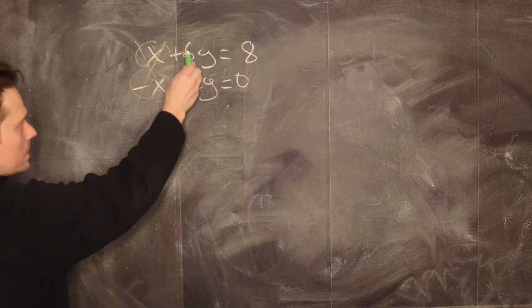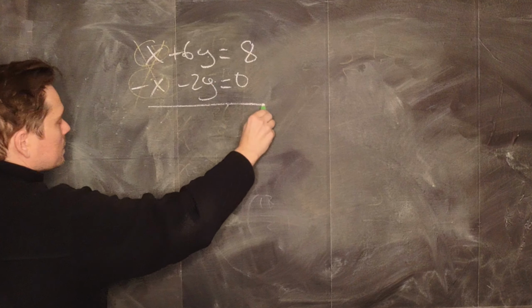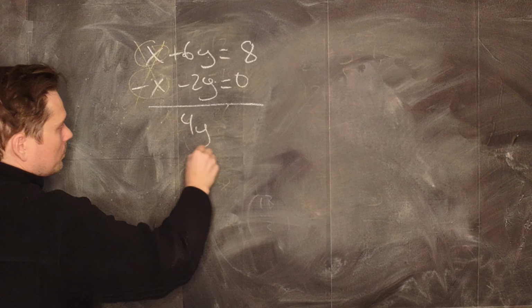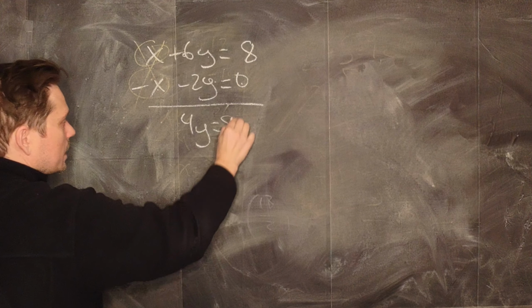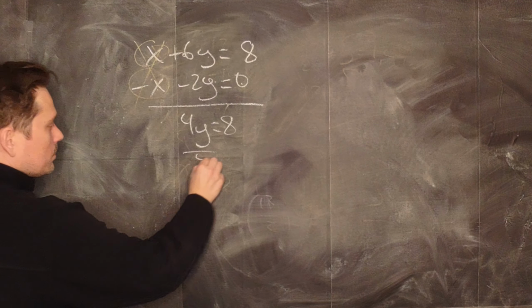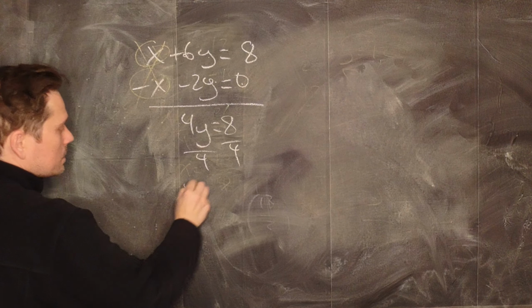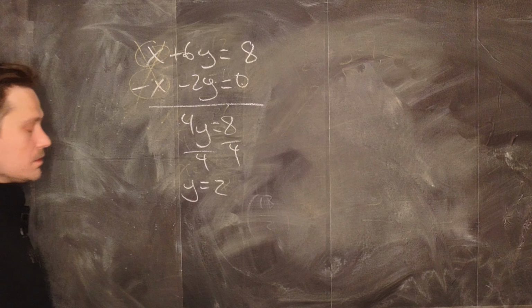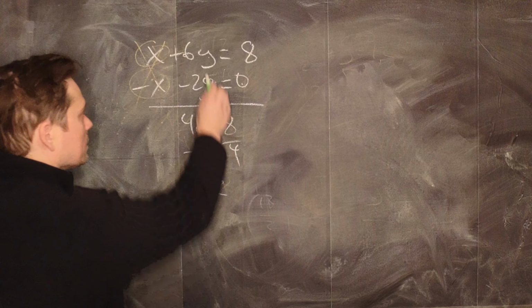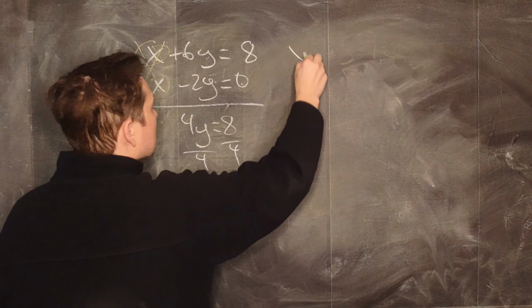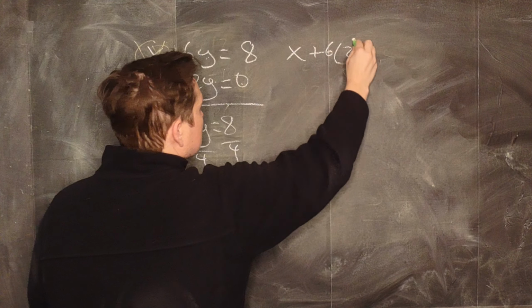And all that remains is 6y minus 2y, which is going to give us here a 4y positive, and 8 plus 0, which is 8. Then just divide quickly by 4 here, so y is equal to positive 2. Once you know y is 2, then you can just plug into the top equation and get x. You're going to have x plus 6 times 2 is equal to 8.